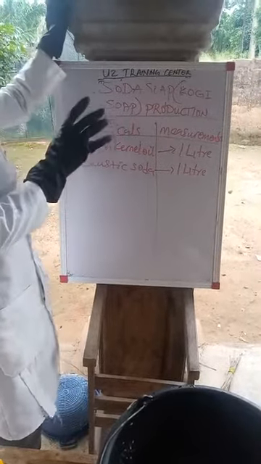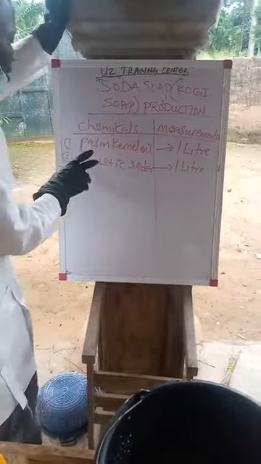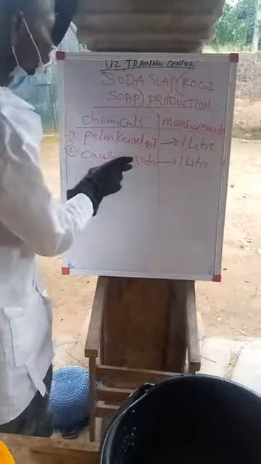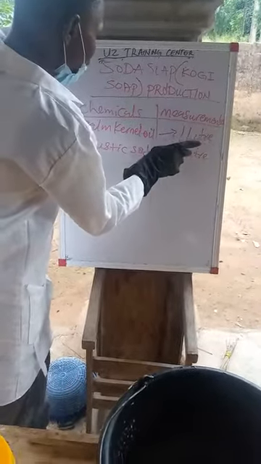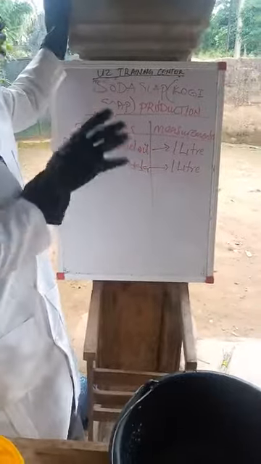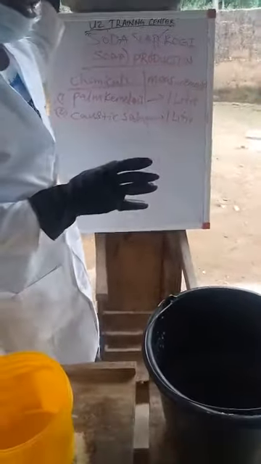Chemicals: you just need two chemicals, palm oil and caustic soda. Measurement: use 1 liter of palm kernel oil and 1 liter of caustic soda. You can even use palm oil, bleached palm oil. It's very essential. If you use bleached palm oil, it's very good for this type of soap. So the two things that you need are oil and caustic soda.